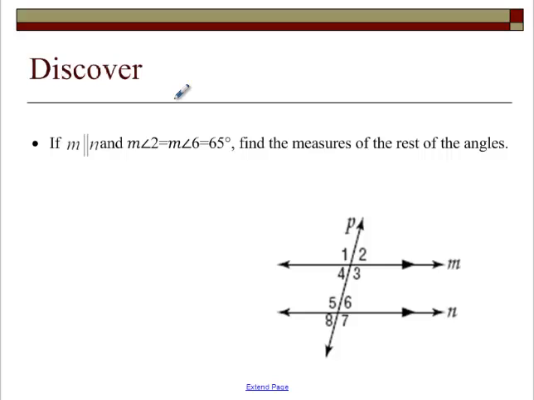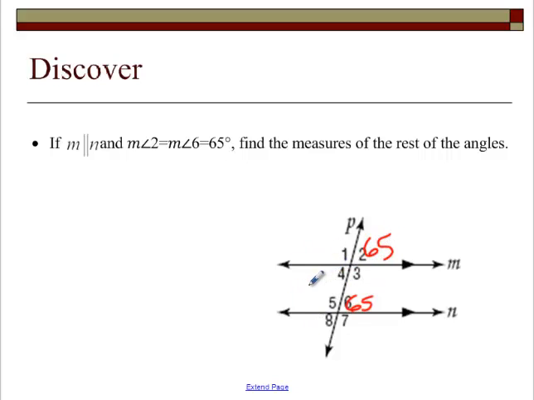Alright, so we're going to be talking about transversals again, but we're going to be talking about cases where M and N are parallel, and we're going to specifically talk about just parallel lines to go through this. So angle 2 is 65, angle 6 is 65. Now I want to find the rest of the angles.